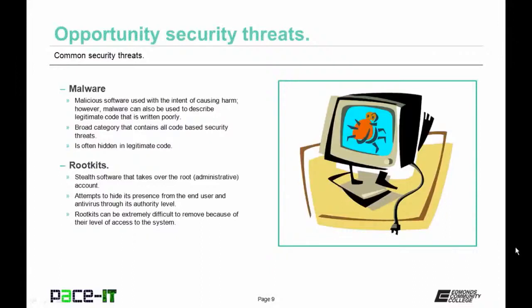Rootkits are stealth software that take over the root account, the administrative account. Rootkits attempt to hide their presence from the end user and antivirus through their authority level. Rootkits can be extremely difficult to remove because of their level of access to the system. They may actually overwrite the boot sector so that you can't remove them easily and need to actually reformat the whole hard drive.